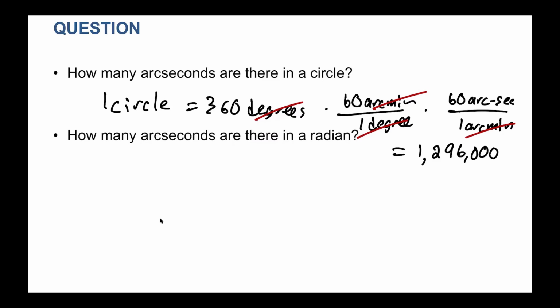Now, how many arc seconds are there in a radian? Remember, 1 circle is 2 pi radians.